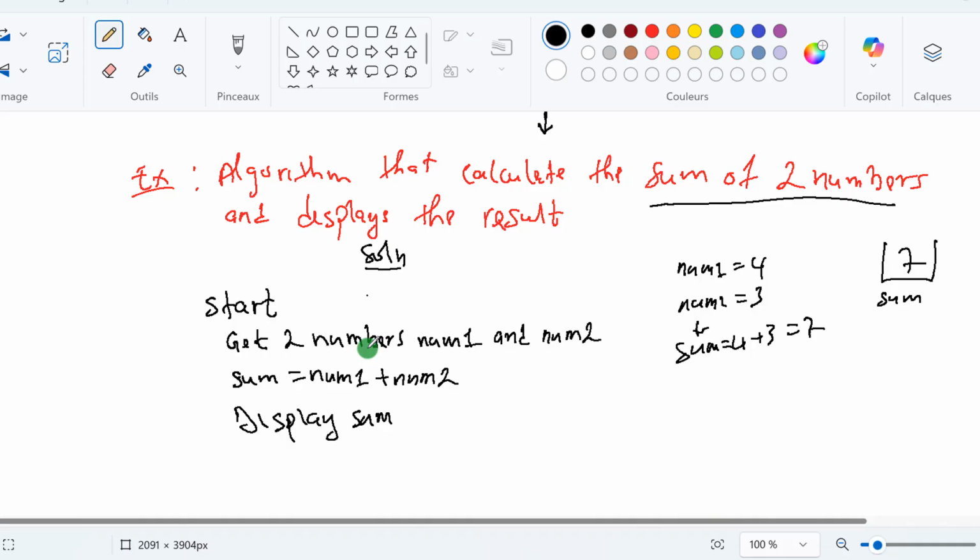So after this, what next? That's all the algorithm is doing. So when you are done with the algorithm, you write what? End, or you write what? Stop. So this is how you write pseudocode.